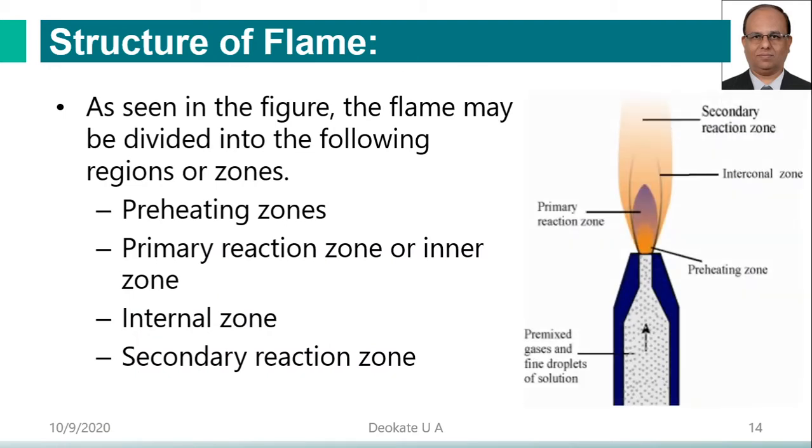Now, before you go to the actual instrumentation, you should learn the structure of a flame. As seen in the figure, the flame may be divided into the following regions or zones. It has a preheated zone. Then primary reaction zone or inner zone. This is the internal zone, and then the secondary reaction zone. The temperature varies depending upon the various zones of the flame.